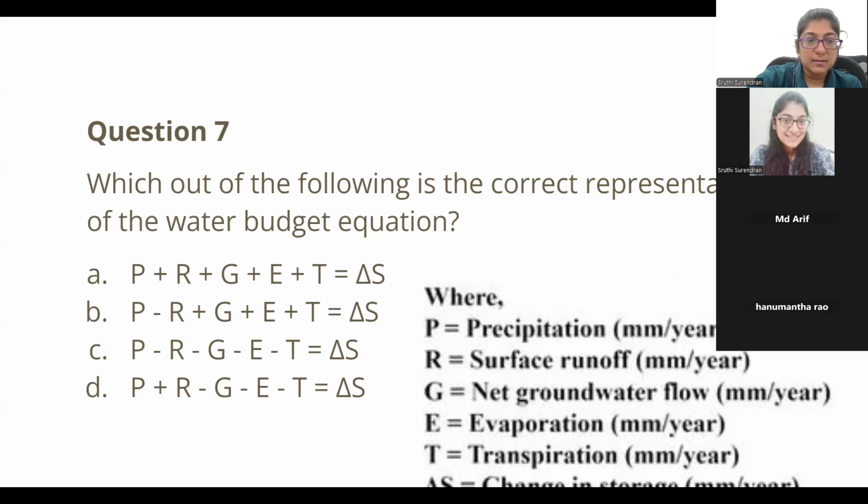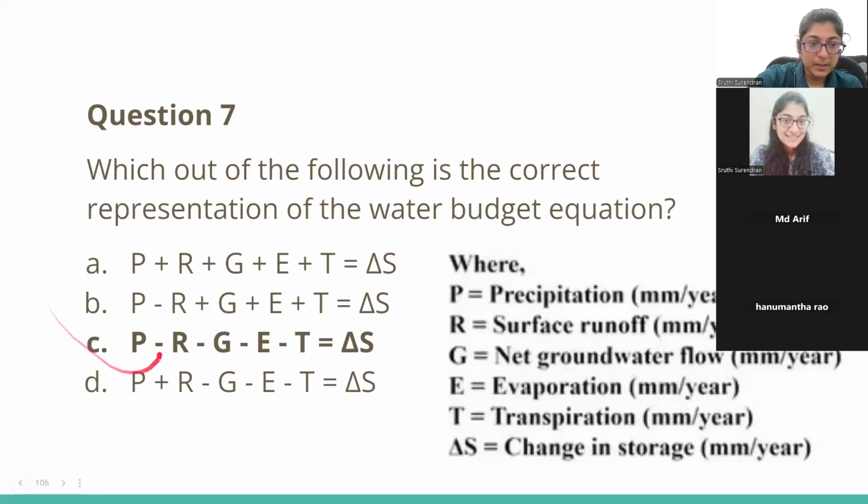Okay, so the correct answer is option C. P is the precipitation, which is an inflow component. Runoff, groundwater flow, evaporation, transpiration, all of these are outflow components. So you know inflow minus outflow is the change in storage.